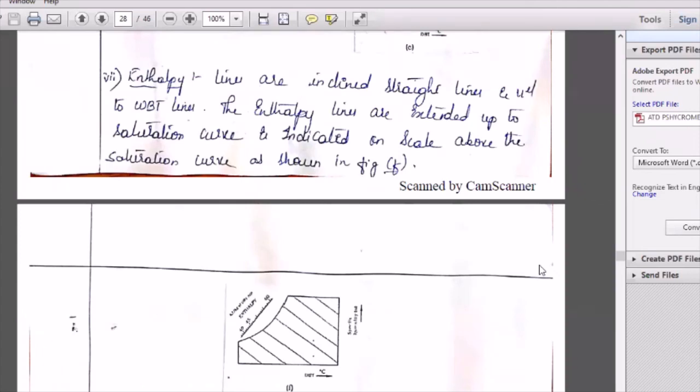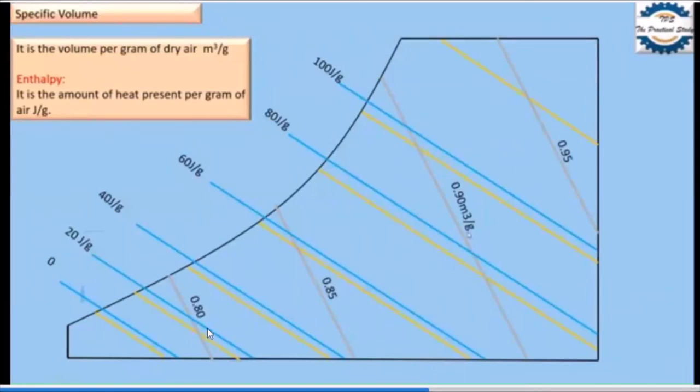Write down this enthalpy. Yes, these are the lines which indicate the specific volume. So 0.8, 0.85, 0.9. In your chart you can observe the dark line which is present this way and indicating meter cube per kg, 0.85, 0.90, 0.95. So these are the specific volume lines.